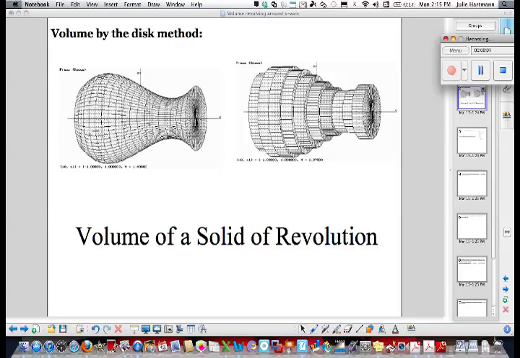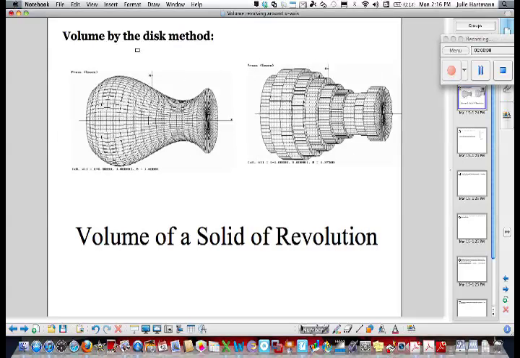Okay, we're going to start out by finding the volume of a solid of revolution after rotating around the x-axis by the disk method. We are going to use the disk method any time we're rotating not only around the x-axis but any horizontal line.